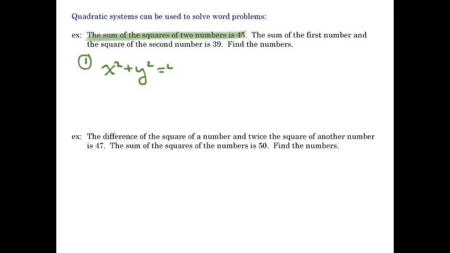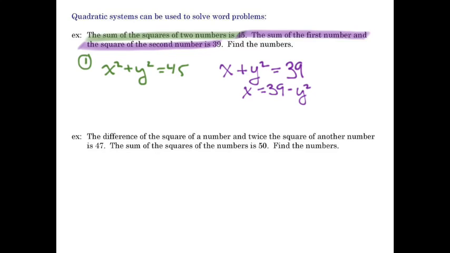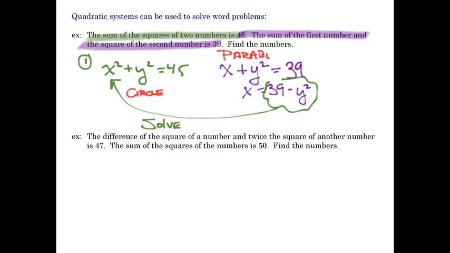So if we have the sum of squares of two numbers is 45, that's x squared plus y squared is 45. The sum of the first number and the second number squared is 39. That's going to be x plus y squared is 39. That's a parabola. And then I just solve. So I solve for x, and I can plug that in there, and I would be able to do the algebra behind it. In other words, a circle and a parabola intersect.